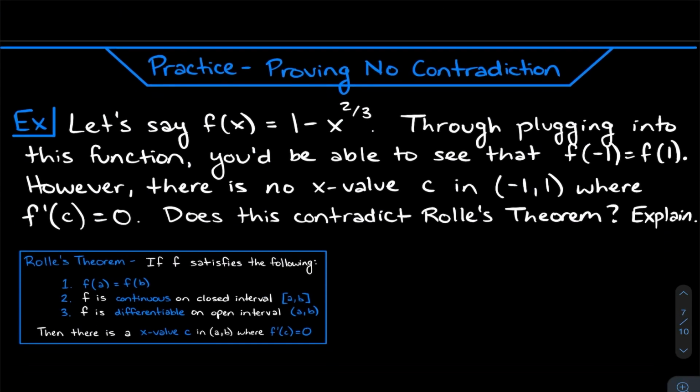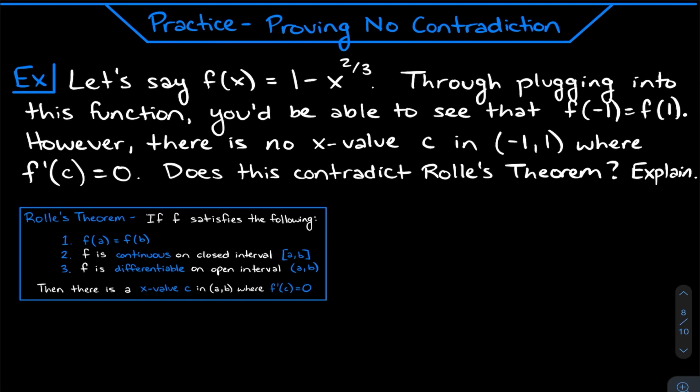Okay. So now let's move on to a different kind of example, which is proving that there is no contradiction in one of these theorems. In this case, we'll talk about Rolle's theorem here. This problem says, let's say f of x equals 1 minus x to the 2/3 power. Through plugging into this function, you'd be able to see that f of negative 1 equals f of 1. However, there's no x value c in negative 1 to 1, where f prime of c is 0.